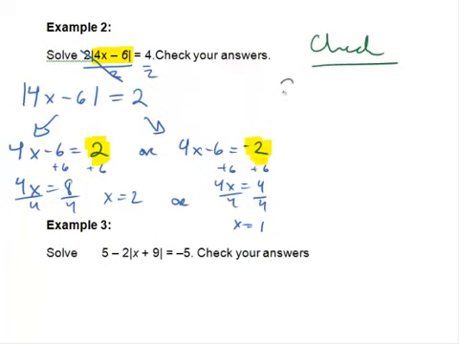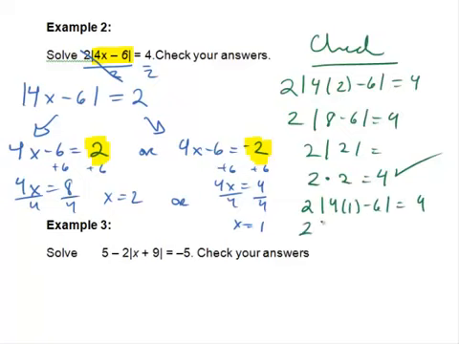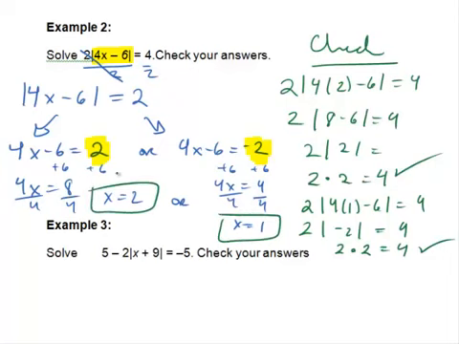Check over here on the side. So 2 times the absolute value of 4 times 2 minus 6 equals 4. 2 times 8 minus 6 equals 4. 8 minus 6 is just 2. Absolute value of 2 is just 2, so 2 times 2 is 4. Check. Next one. 2 times the absolute value of 4 times 1 minus 6 equals 4. So 4 minus 6 is a negative 2. But the absolute value says the distance of negative 2 to 0 is positive 2, so 2 times 2 equals 4. Check. So both answers work.